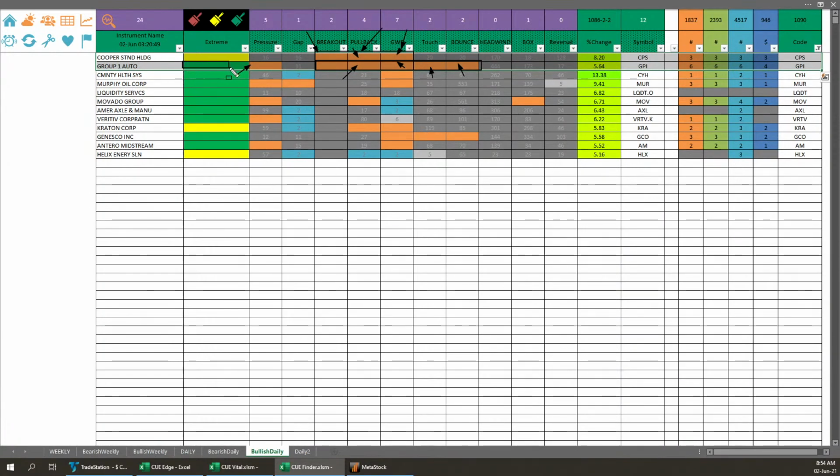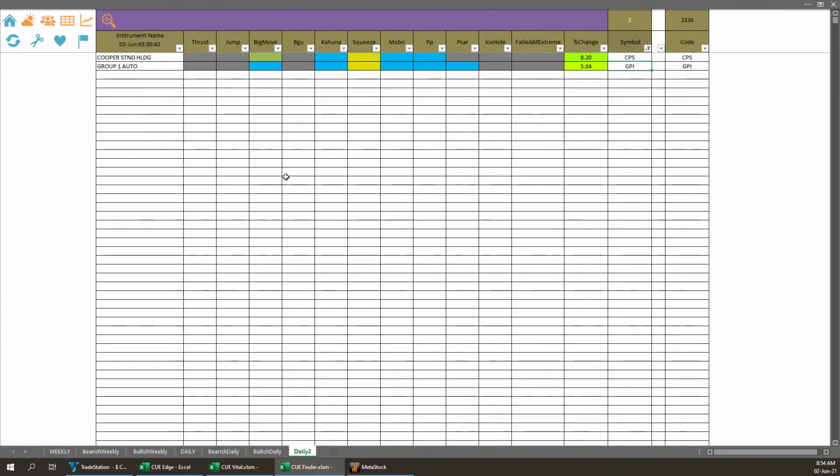Group 1 Auto is already at price extreme high. Cooper Holding not at extreme high yet. And if I go back to the alternate signals, there was, I think, some more. Okay, jump and thrust are not at an extreme yet. Now let's look at them on charts, CPS and GPI.